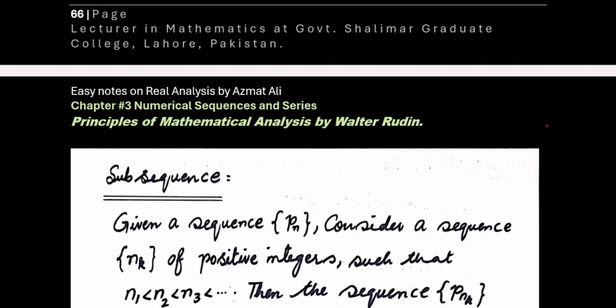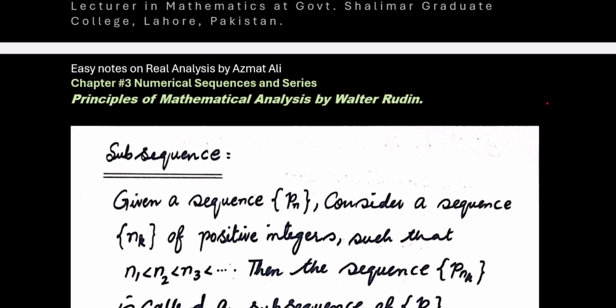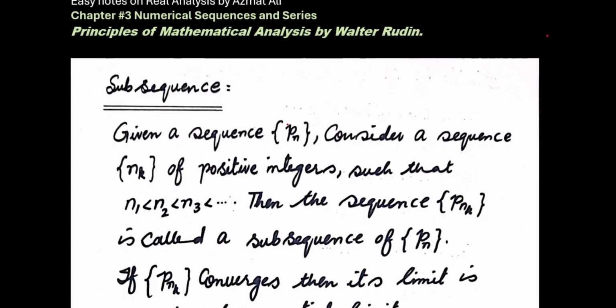So firstly, if we have a sequence Pn, then the notation used for subsequence is Pnk. Pnk represents the subsequence of a given sequence Pn. For example, if you write the sequence An, then its subsequence will be denoted by Ank. Here the numbers under A, that is nk, are called indices or sometimes suffixes.